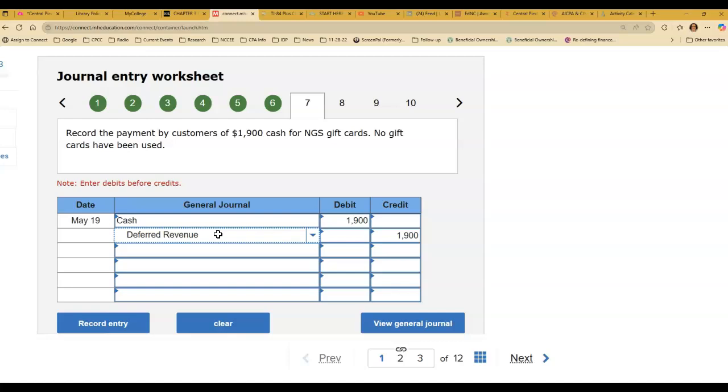When you've got deferred revenue. And remember, deferred means put off, right, till later. And what we're putting off is recording it on the income statement. So we're going to park it on the balance sheet until somebody comes in and actually uses those gift cards. Then we're going to move it out of deferred revenue into sales and service revenue because we've actually earned it at that point.